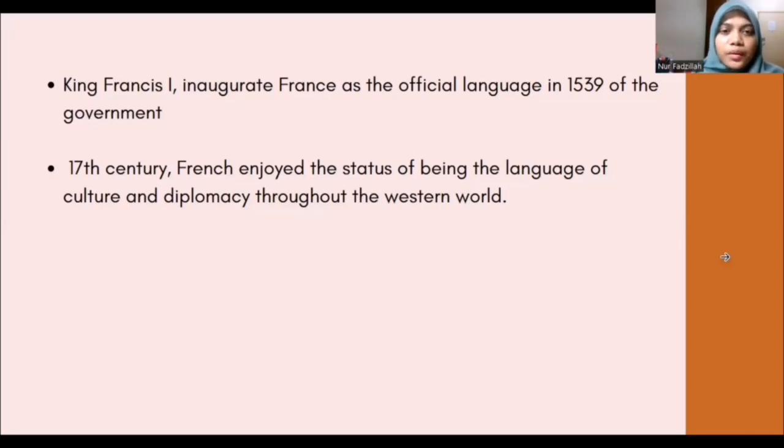In the 17th century, the French were proudly happy that their language was labeled as the language of culture and diplomacy. The reason why French enjoys being labeled as the language of culture and diplomacy is that people choose to learn French and speak French.